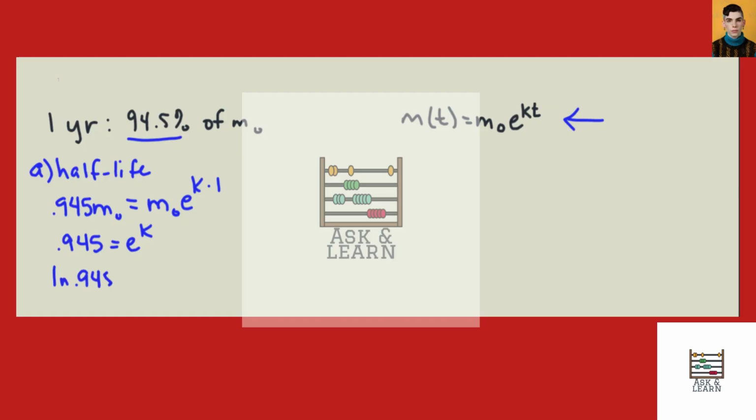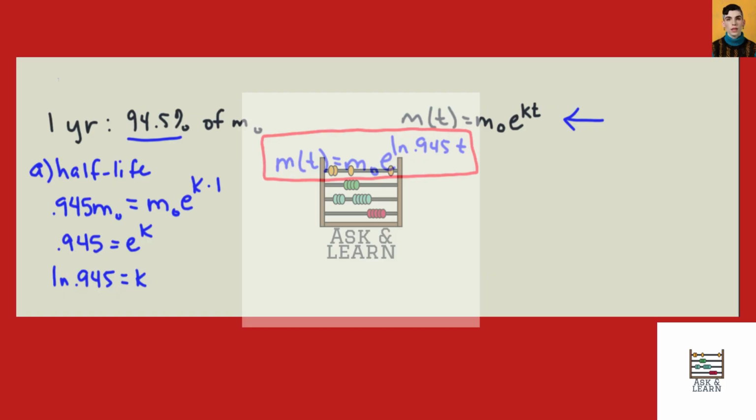Then we take the natural log of both sides, and we get the value of k. So we can substitute that into our model, and we have m of t equals m naught times e to the natural log of 0.945 times time. So we'll use that model for the rest of the problem.